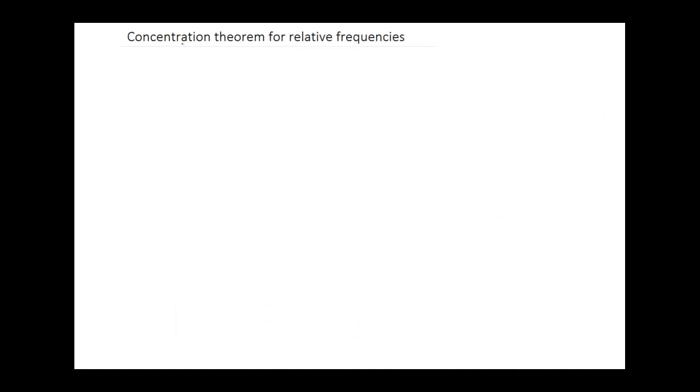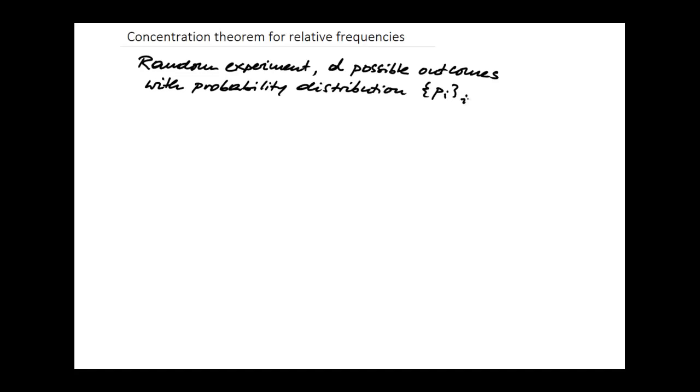I would like to, just without proof, generalize some of the results that I showed you for the coin flip experiment. I would like to consider an arbitrary random experiment, and each random experiment has one of, say, d possible outcomes with a probability distribution p_i, where i goes from 1 to d. And of course they must sum up to 1. So the sum over i of p_i is equal to 1.